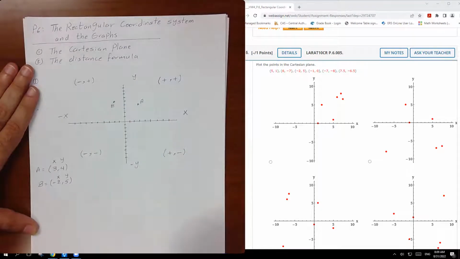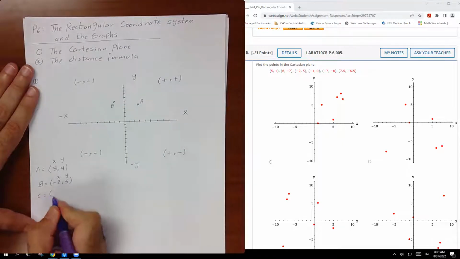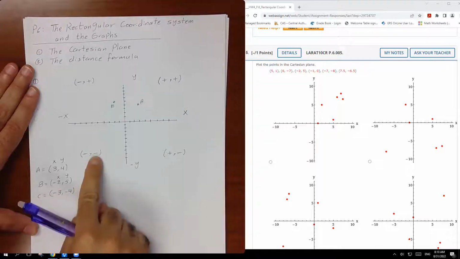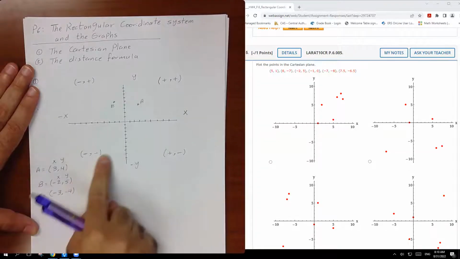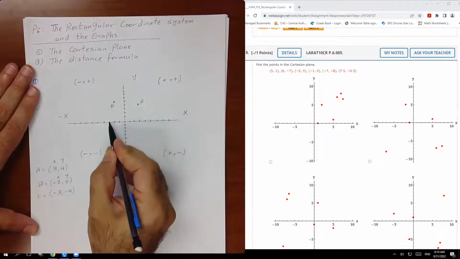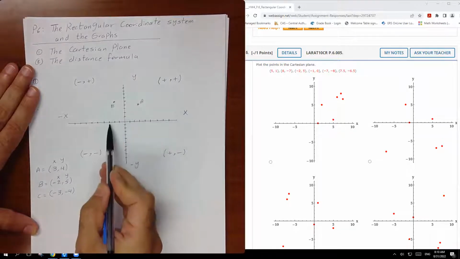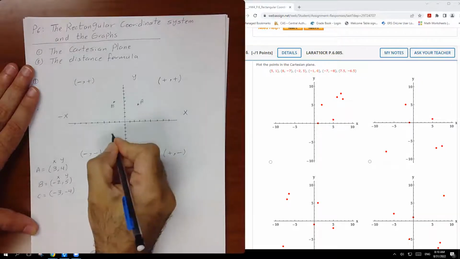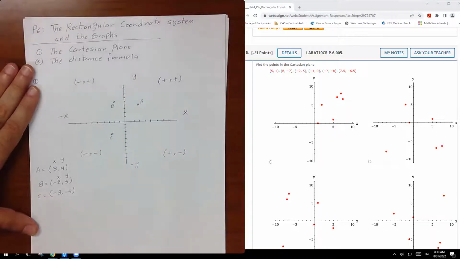Let's take another point: -3 and -4. X is negative, Y is negative, that means here. So I'm going to say X is -3, 1, 2, 3, and Y is -4, so it's going to be 1, 2, 3, 4. So the location for this point is going to be here. This is C.